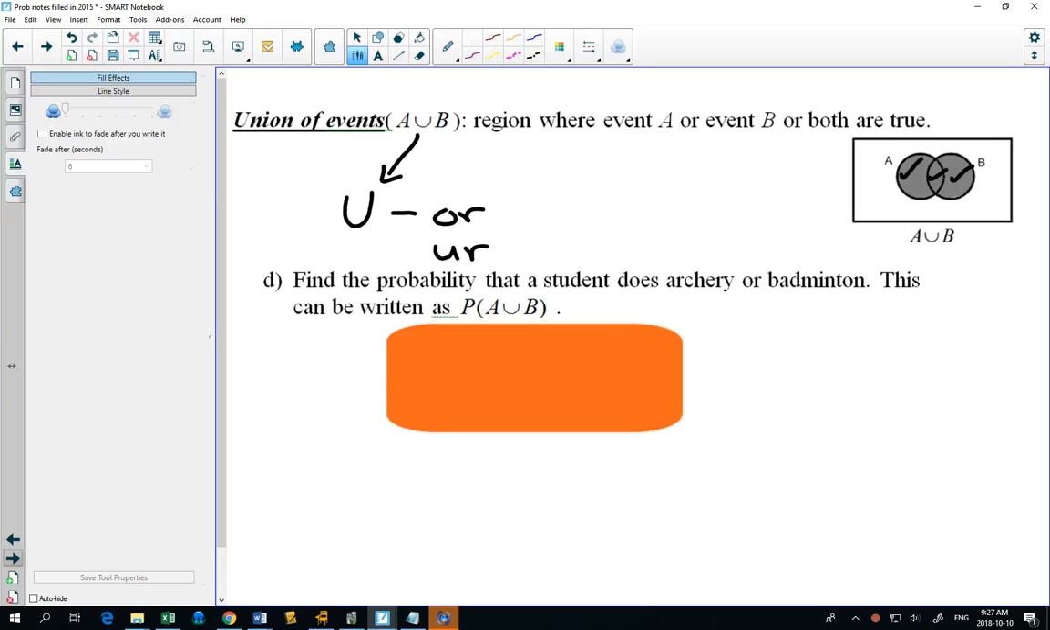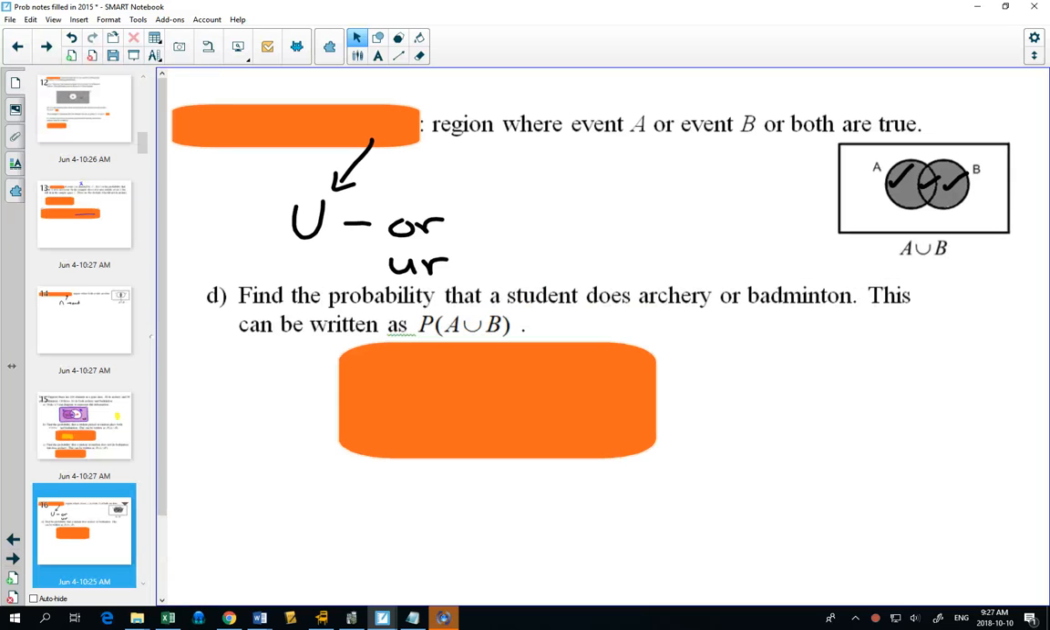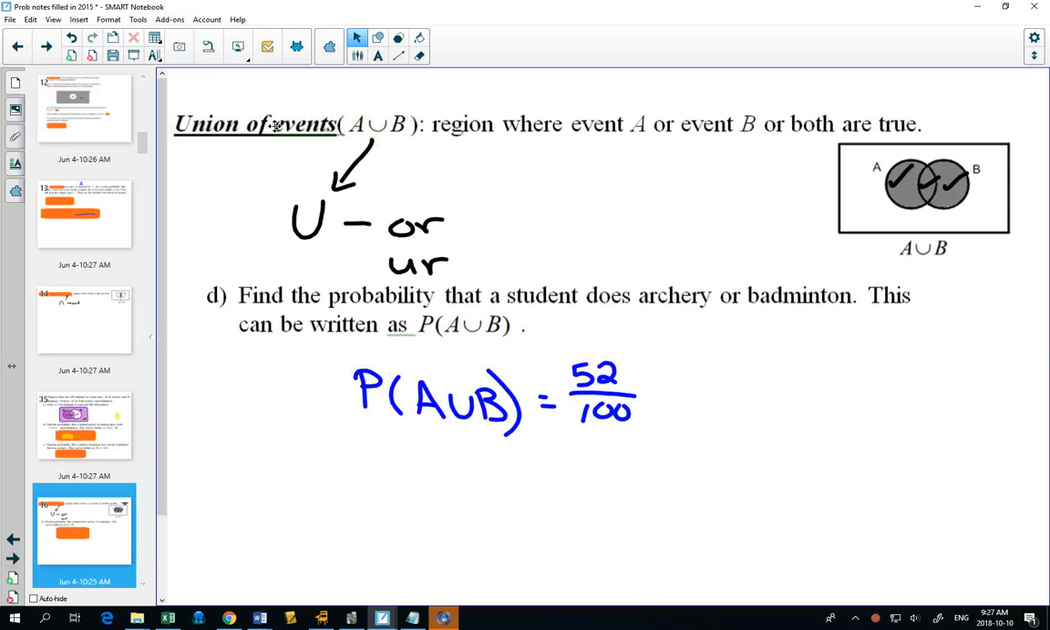And so with or, it's just shading everything and adding things up. Find the probability that a student does archery or badminton. If we go back here, that'll be the 22, the 16 plus the 14, which would be 52 people in total, or 52 out of 100.